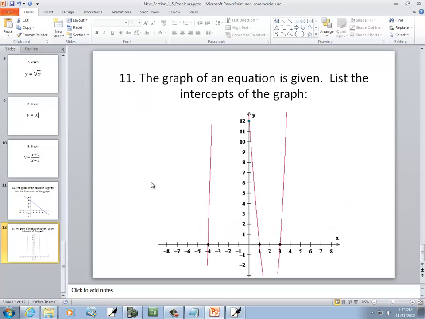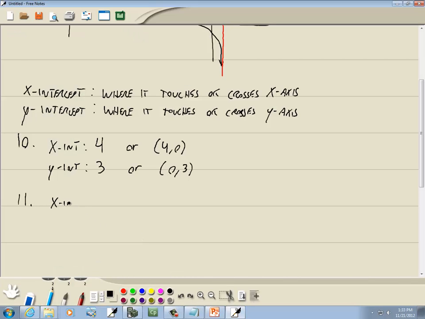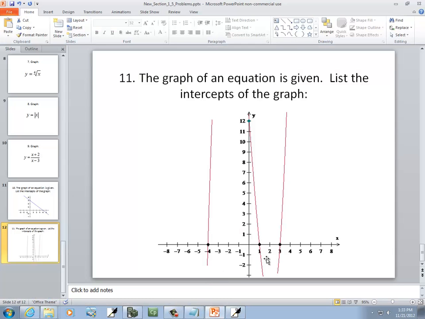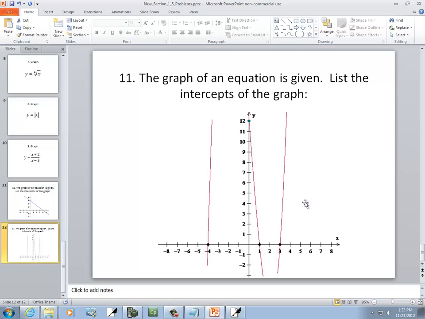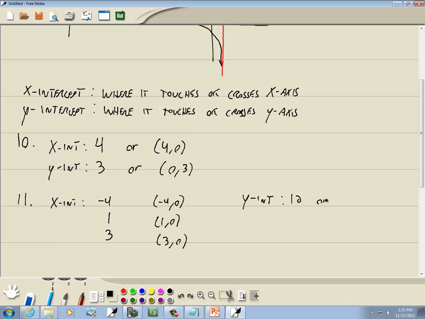Let's look at this one. The x-intercept crosses at negative 4, 1, and 3. If I write them in point form, that would be (-4, 0), (1, 0), and (3, 0). And then our y-intercept looks like it's 12. Or if you want that in point form, that'd be (0, 12).